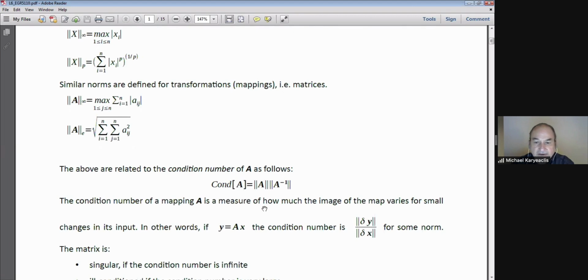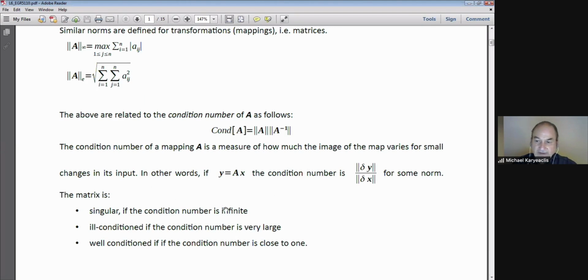And the condition number is defined as the product of the whatever norm you're using of the matrix itself with its inverse. And it's a measure of how much the image of the map varies with changes in the input. Basically, the condition number is related to the ratio delta y over delta x, where y is the map of x, multiplied by A. So if we change x a little bit, we expect y not to change very much if A is well conditioned. If it is not well conditioned, then this ratio can be very large. If it is in fact singular, this is an infinite number. It generally is very large if the matrix is ill conditioned, meaning it has a lot of entries of varying orders of magnitude.